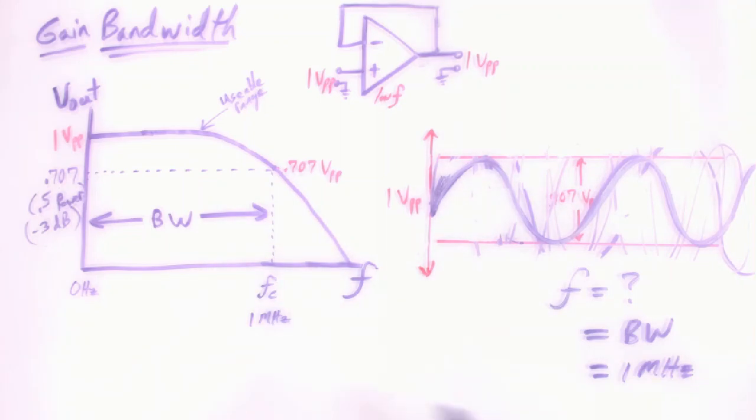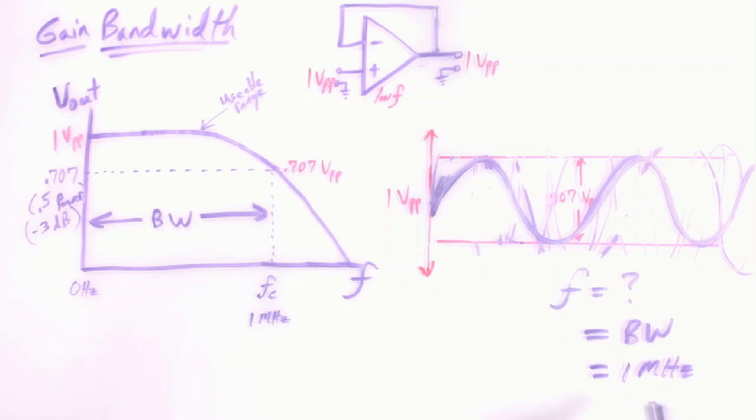So for our example, we could keep the 1 megahertz, just an easy number, and we could say that when we got to 1 megahertz, our amplitude dropped to 0.707 of what it was. So our bandwidth for this op amp is 1 megahertz.